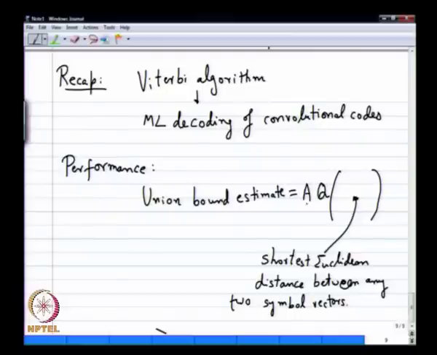What will be A? Okay, that is where the union bound comes in. So here they will have the number of closest neighbors.